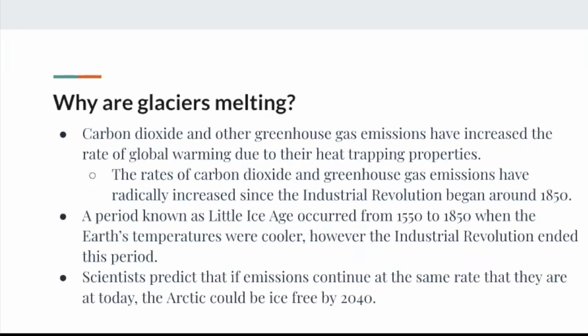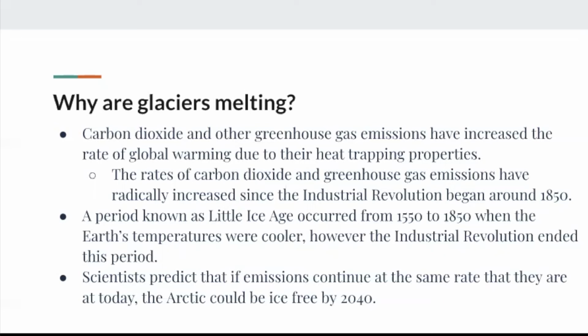So why are glaciers melting? Well, carbon dioxide and other greenhouse gas emissions have increased the rate of global warming due to their heat-trapping properties. The rates of carbon dioxide and greenhouse gases have radically increased since the Industrial Revolution began around 1850. Since 1850, the amount of greenhouse gases that have been pumped into the atmosphere has been on a steady, dramatic incline. A period known as the Little Ice Age occurred from around 1550 to 1850, when the Earth's temperatures were cooler.